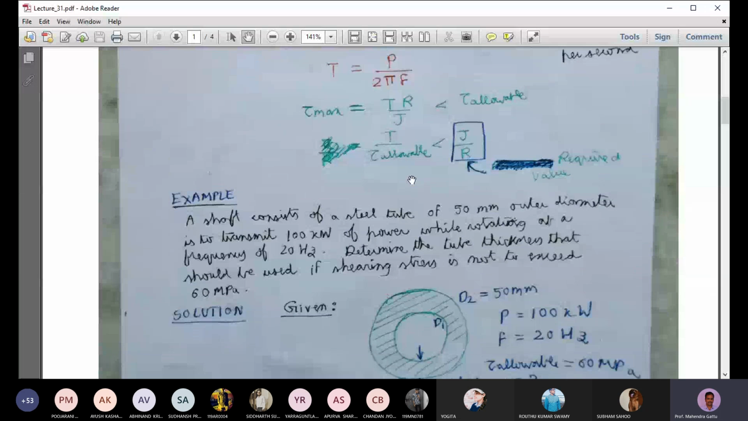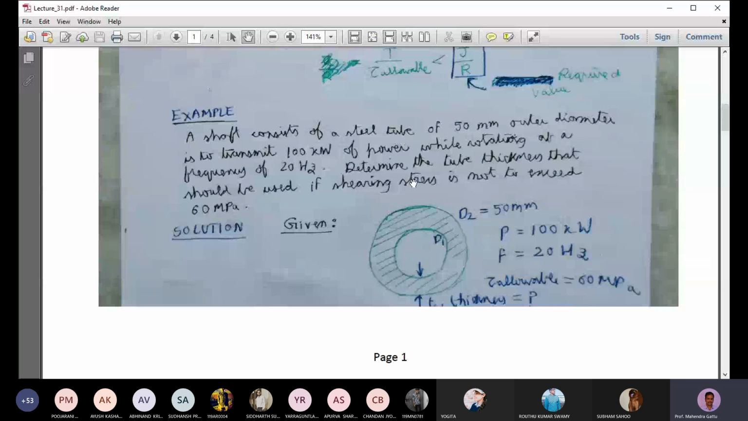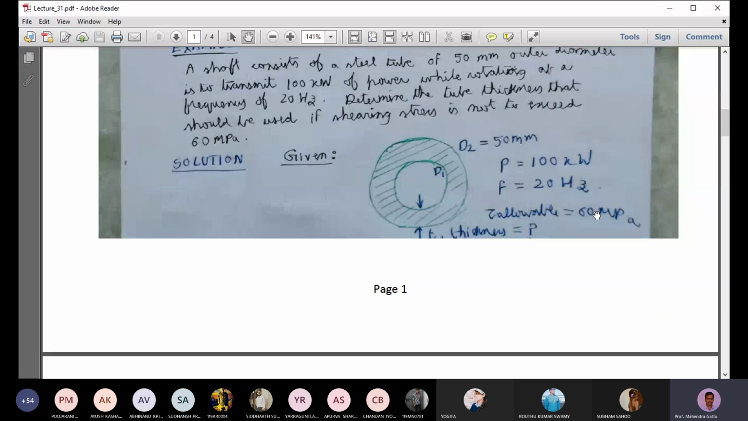So we will solve a very simple example. We have a shaft made of steel. Its cross section is a tube, and the outer diameter is 50 millimeters. It transmits a power of 100 kilowatt when rotating with a frequency of 20 hertz. What is asked? What should be the tube thickness if the shearing stress is not to exceed 60 megapascal? So tau allowable is given as 60 megapascal. You are asked to find the tube thickness so that the shear stress doesn't exceed this value.